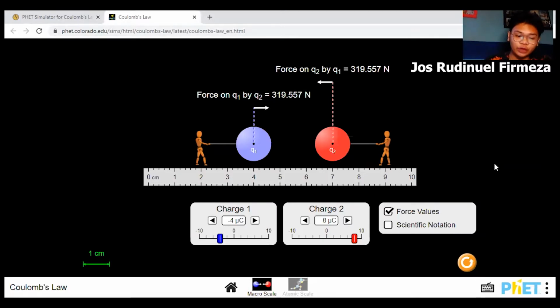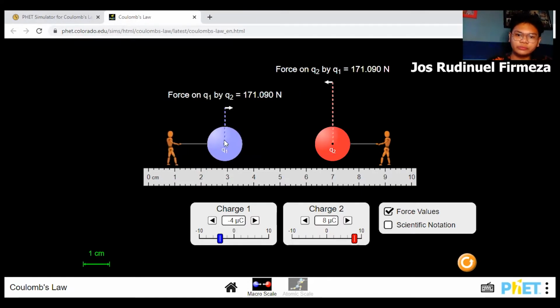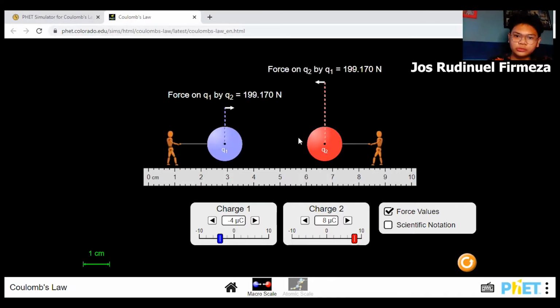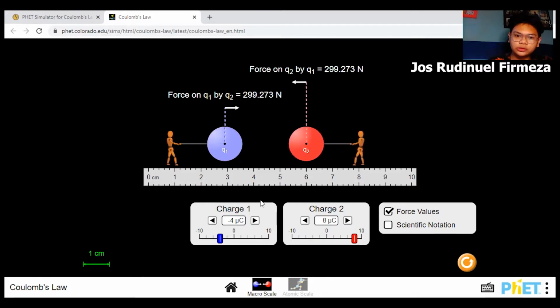In measuring the force, only the charges are being moved by sliding the buttons on your screen. Note, the charges should be in an increasing manner from trials 1 to 5. Lastly, record the data gathered.